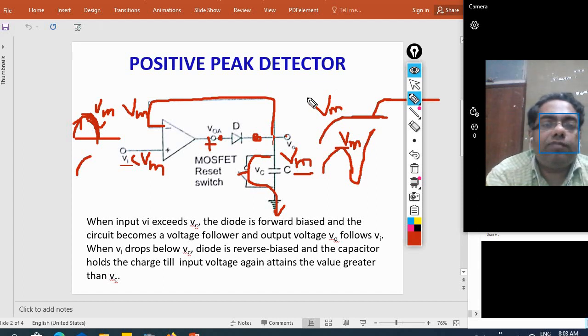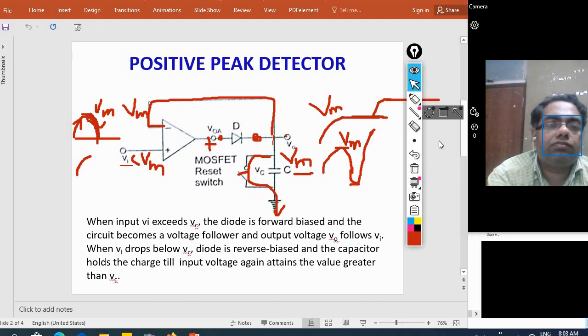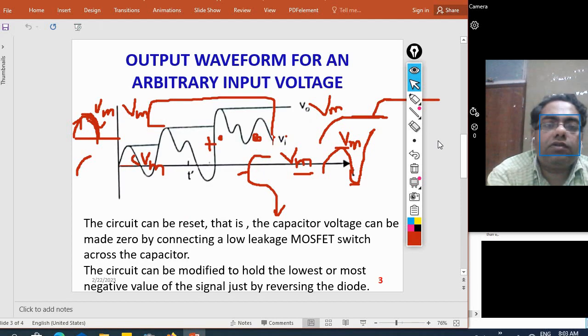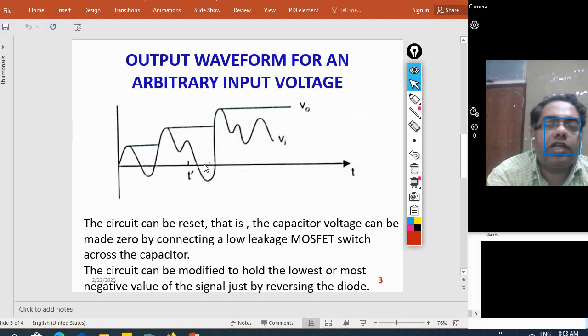Now for a negative peak detector, you just have to reverse the diode. This diode you reverse, so instead of the positive peak, it will detect the negative peak. So you can see this waveform that I explained: this is the output, and when it reaches a peak, it is holding it till we reach a new maximum.